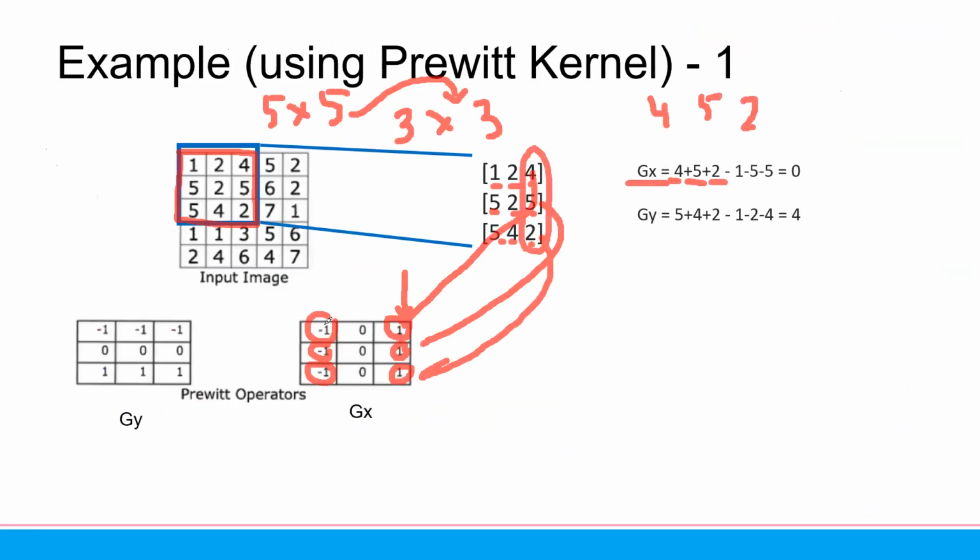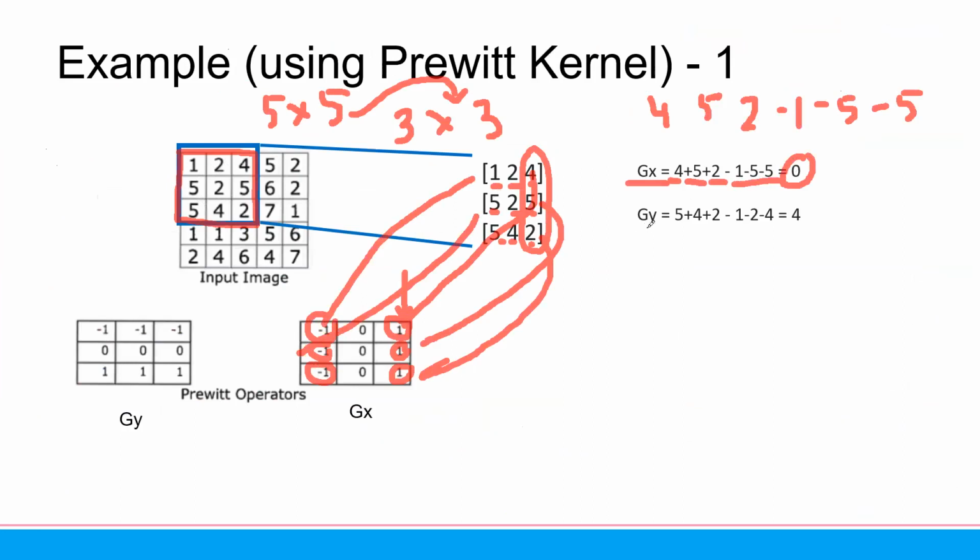What about the left one? The left one we have minus 1. Then we have minus 1 multiplied by 1, so it is minus 1. And then minus 1 multiplied by 5, so it is minus 5. And we have minus 1 multiplied by 5, so we have another minus 5. So this is the result. It's 0.